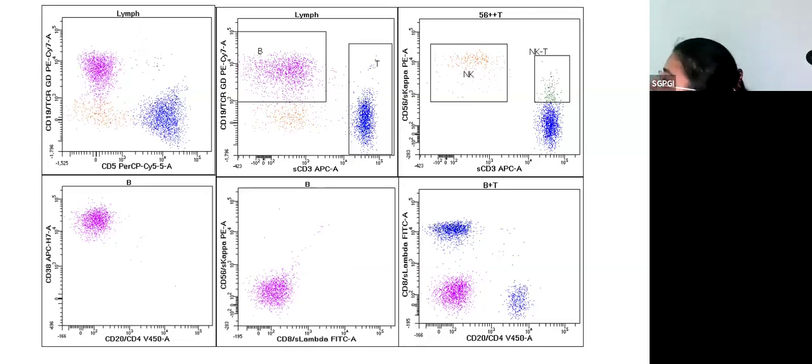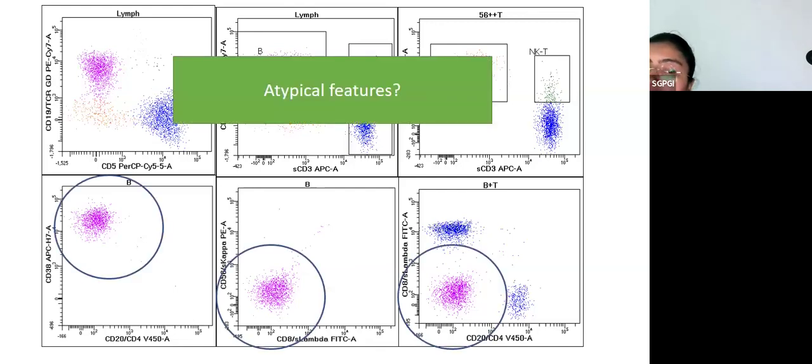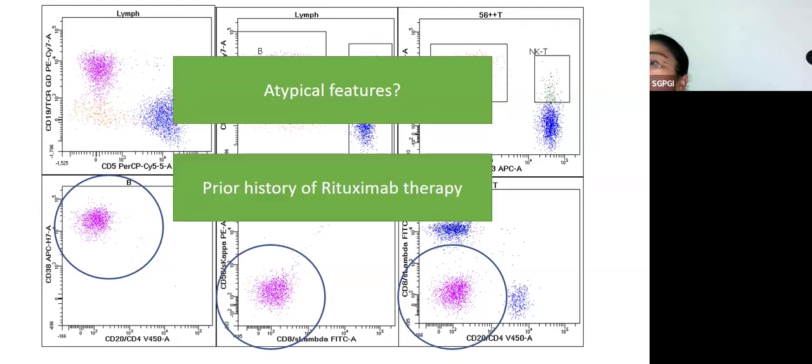One more abnormality, can you spot on this plot? Kappa and lambda? Negative, right? So we reviewed the washing, and we realized that we followed the Euroflow protocol for washing. Washing was okay. So atypical features are lack of CD20 and no working of the kappa and lambda antibodies, right? So there was a prior history of Rituxan therapy, so we could explain away the lack of CD20.